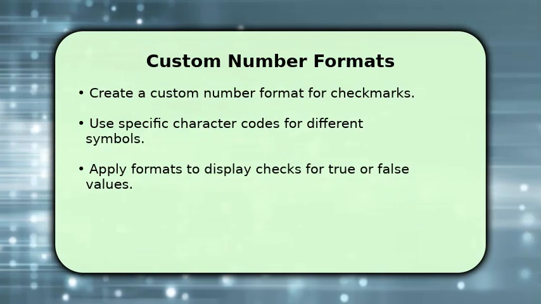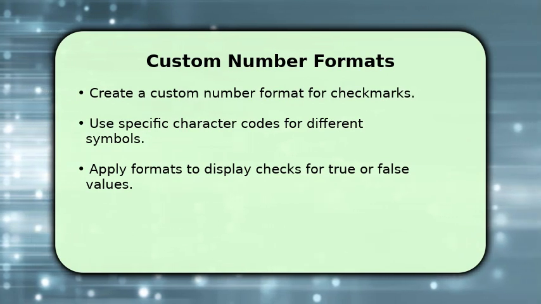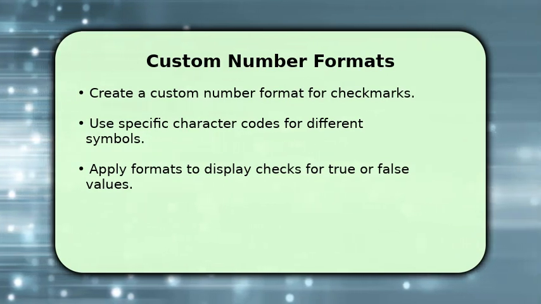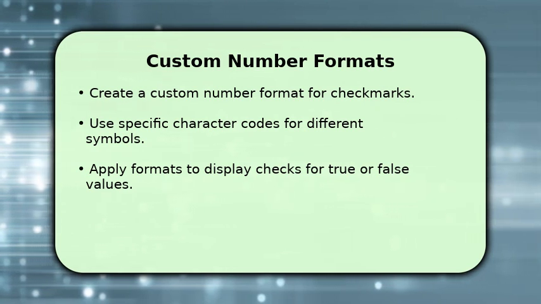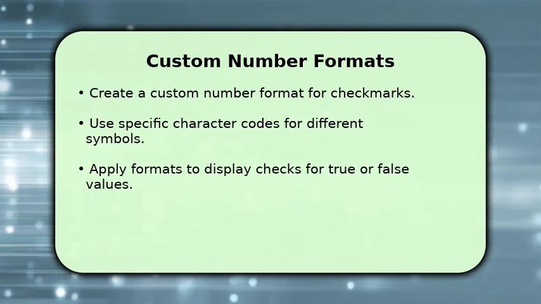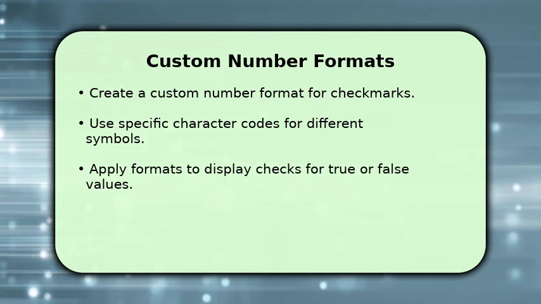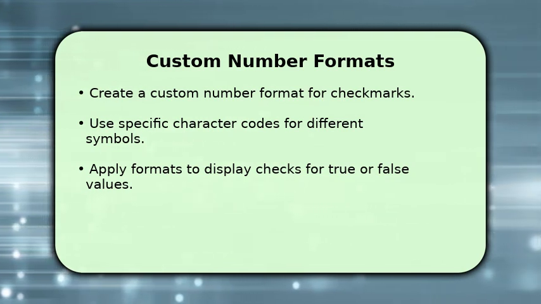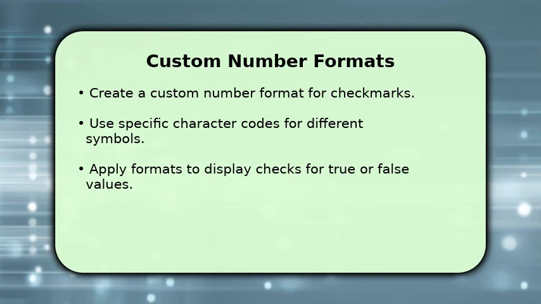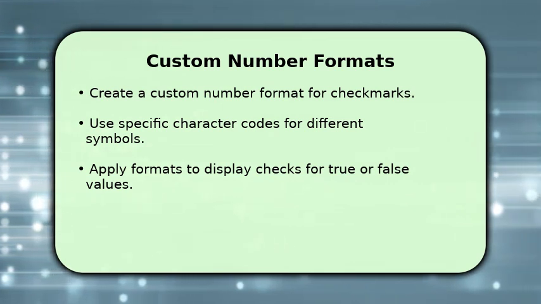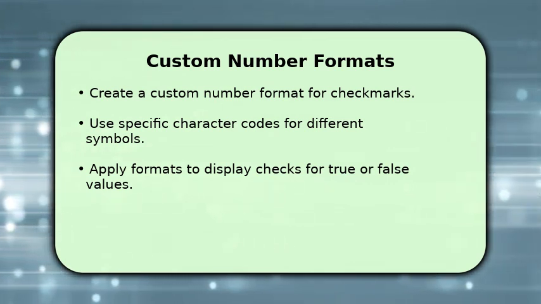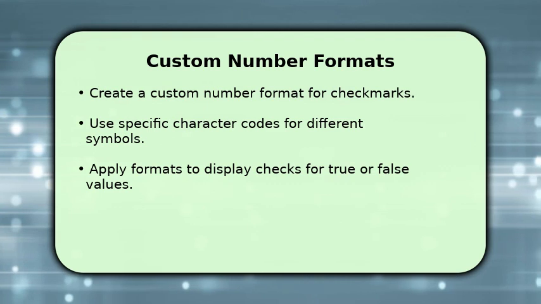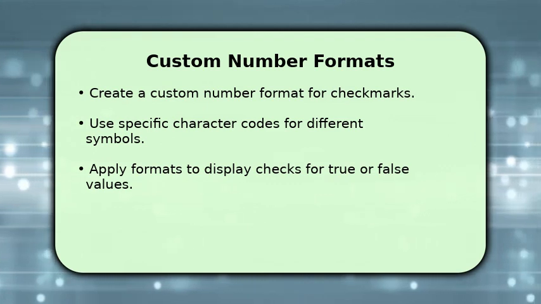Custom number formats offer a powerful way to display tick marks without altering cell values. Right-click a cell, choose Format Cells, then Custom. Here, you can enter specific character codes, like Wingdings characters, to automatically show a checkmark when a cell contains a 1 or an X for a 0. This method keeps your underlying data clean while providing clear visual feedback, making your spreadsheets more intuitive.